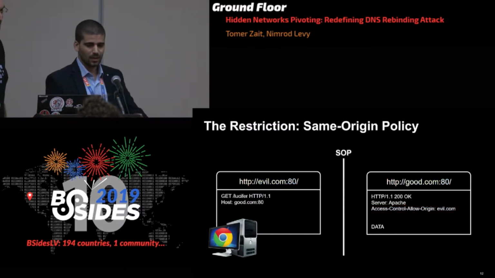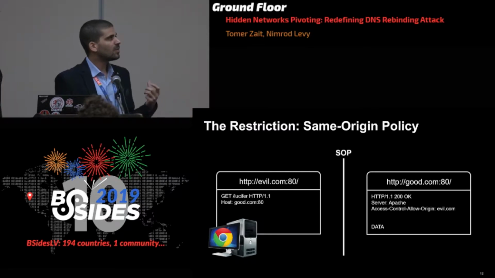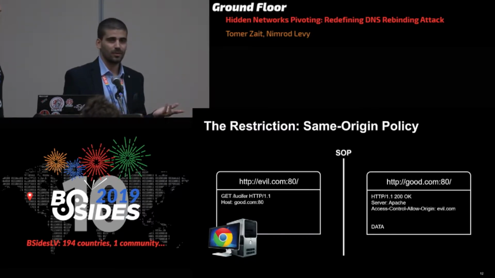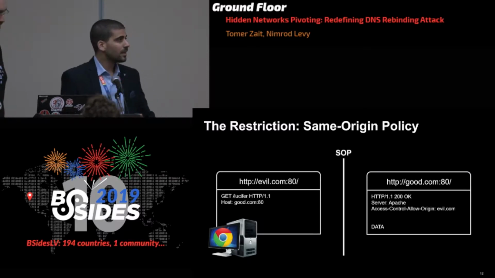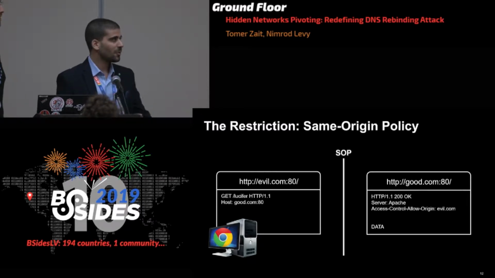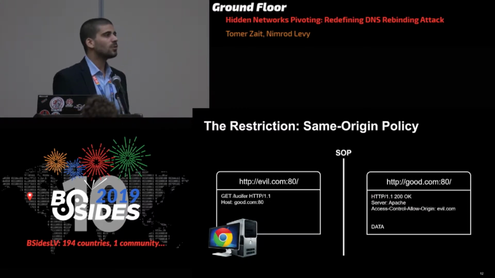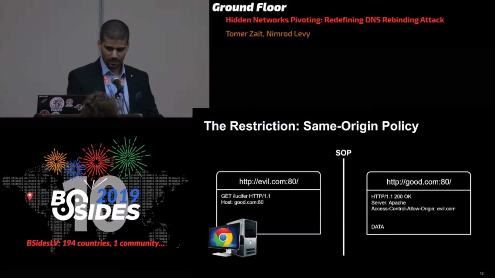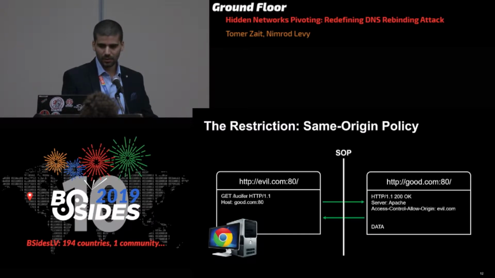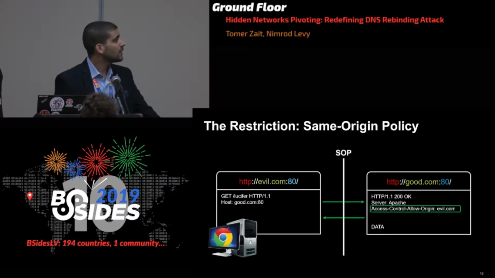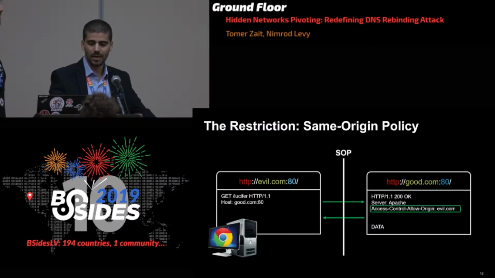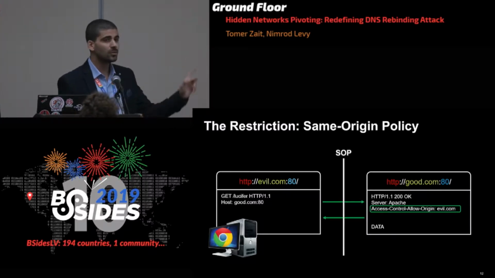But what if we want evil.com to get access to good.com? We can do that. In this case, cross-origin resource sharing comes to the rescue. Cross-origin resource sharing is a mechanism that uses HTTP headers to tell the browser how to deal with outgoing AJAX requests to a different origin. In this example, you can see that evil.com is trying to get access to good.com, and the request will be permitted because there is a header called Access-Control-Allow-Origin that permits access to evil.com.